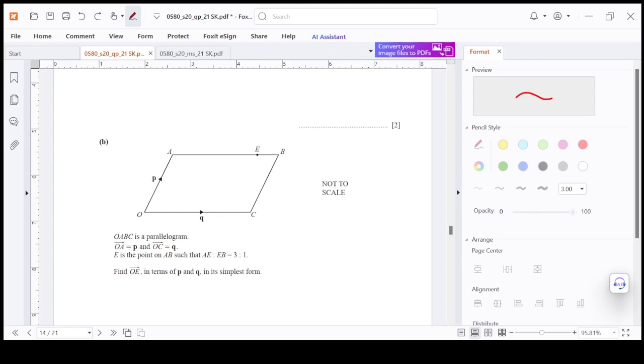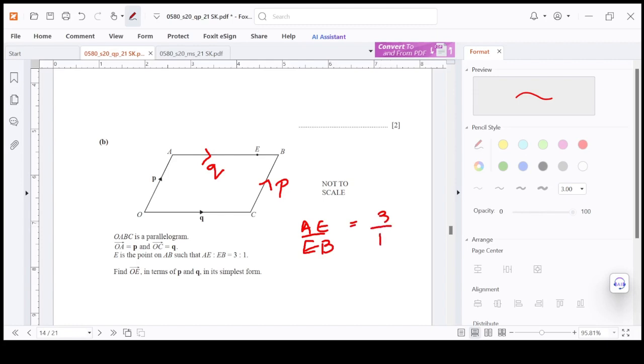OABC is a parallelogram. Parallelogram means that the opposite vectors are equal as well as parallel. So this will be P upwards, this will be Q rightwards. So OABC is a parallelogram. OA is P, OC is Q. E is the point on AB such that AE upon EB equals 3 upon 1.